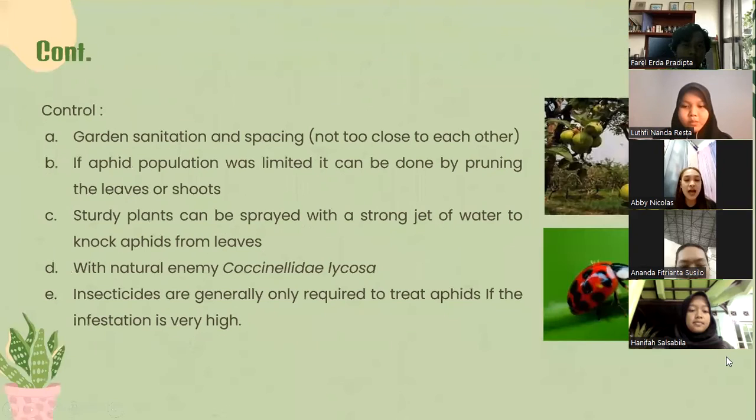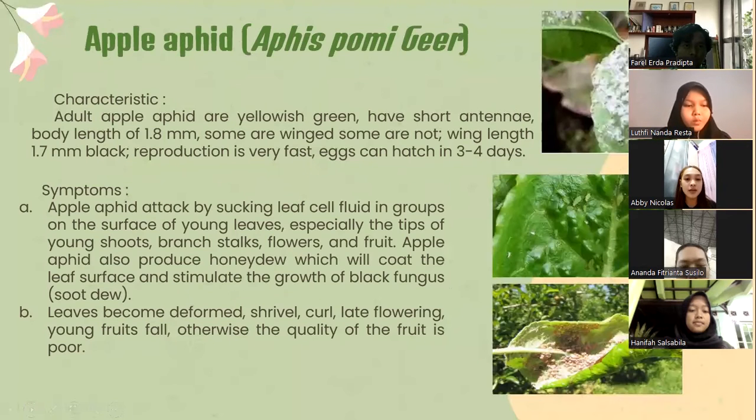Apple aphid, Aphis pomi. Characteristic: adult apple aphids are yellowish green, have short antennae, and a body length of 1.8 mm. Some are winged, some are not. Wing length is 1.7 mm, black. Reproduction is very fast. Eggs can hatch in 3 to 4 days.